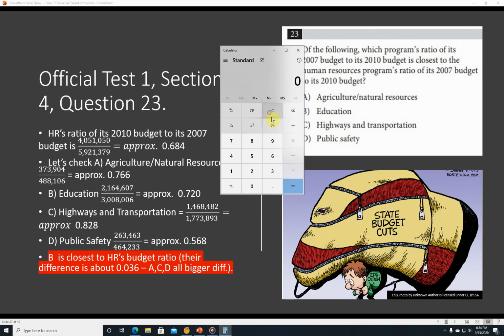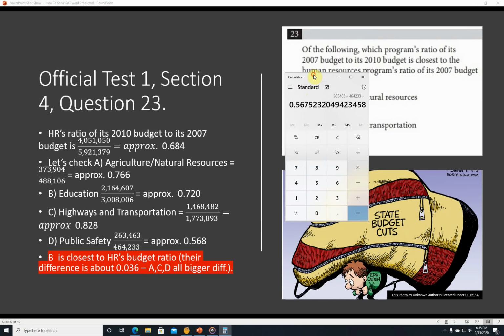Then public safety is going to be 263,463 over 464,233. So that's about 0.568. Let's see, 263,463. Looks like I was off by an order of magnitude. So let's do that again. It's about 56.75, so roughly 0.568.